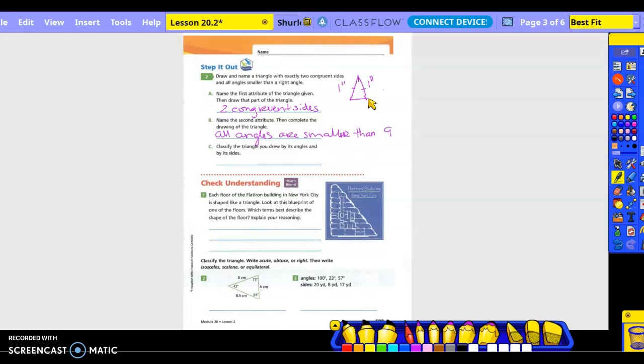So classify the triangle you drew by its angles and by its sides. So we drew, what's the angles? Acute. And what type is it by the sides? Isosceles. So an acute isosceles triangle.